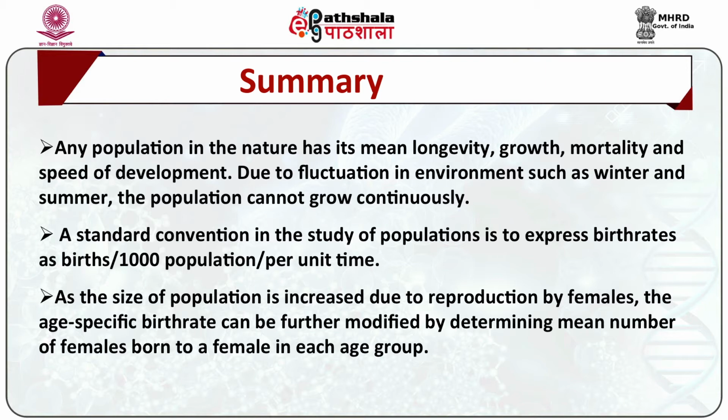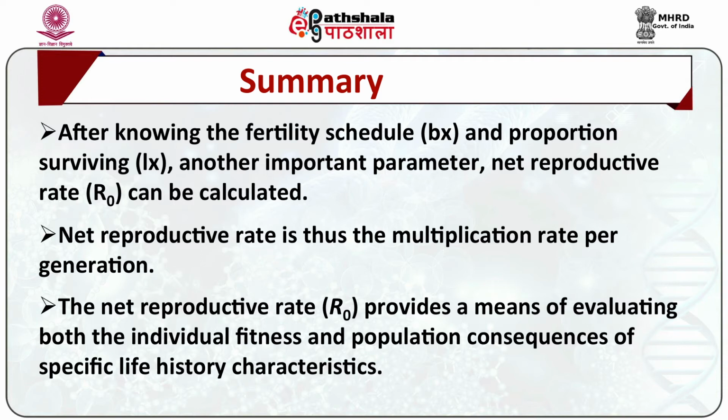A standard convention in the study of population is to express birth rates as births per 1000 population per unit time. As the size of a population is increased due to reproduction by females, the age-specific birth rate can be further modified by determining the mean number of females born to a female in each age group. After knowing the fertility schedule Bx and proportion surviving Lx, another important parameter, that is the net reproductive rate capital R naught, can be calculated. Net reproductive rate is thus the multiplication rate per generation.